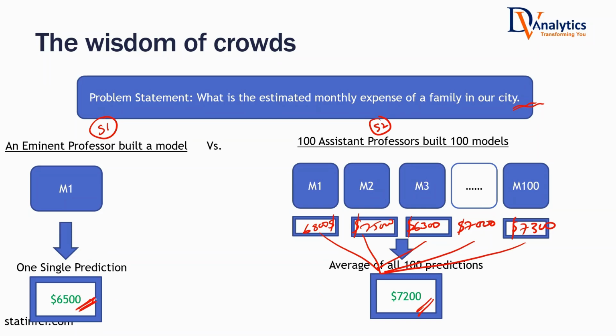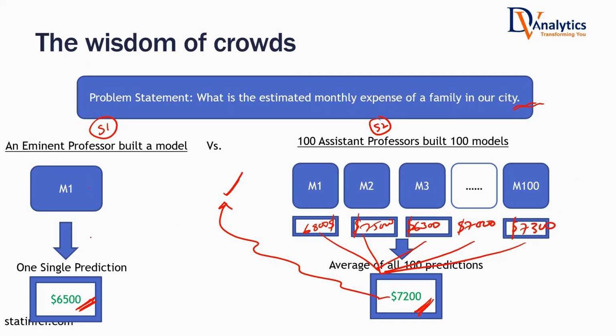Single model prediction: $6,500. Average of 100 models: $7,200. If I ask you to pick one of these two, which one has a higher chance of being near the accurate prediction? Tell me in general. Scenario 1, where one professor built a model, or scenario 2, the average of 100 professors? Which has the maximum chance of being near the actual value? In real life, so many experiments have been done. Most often, this average of 100 models has a very high chance of being near the actual value.